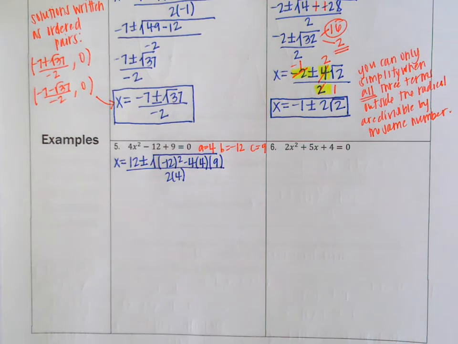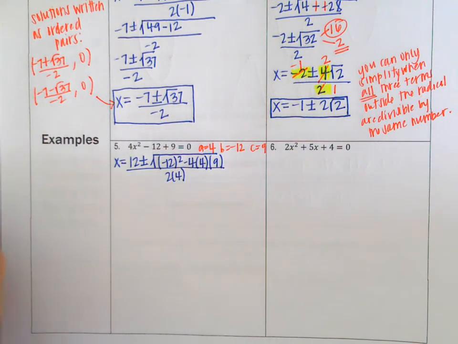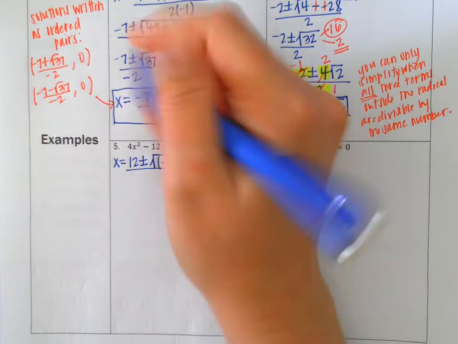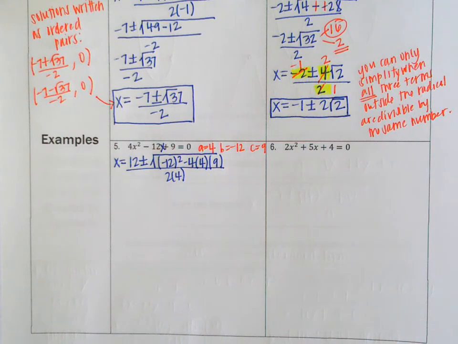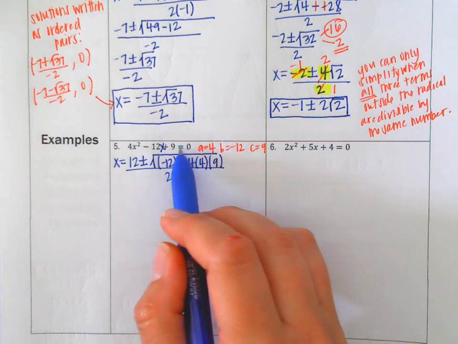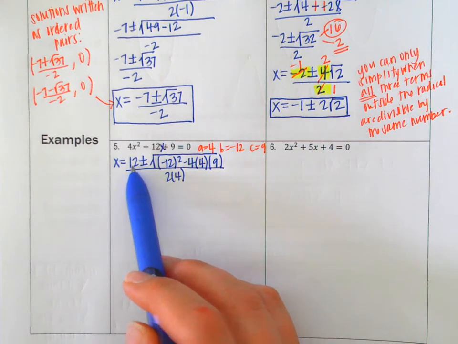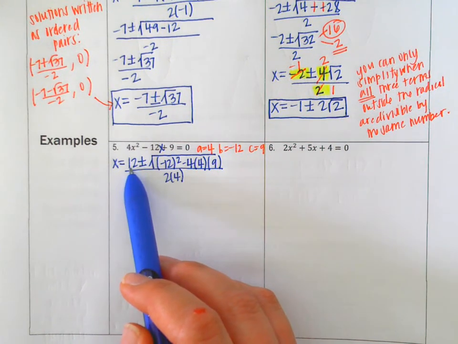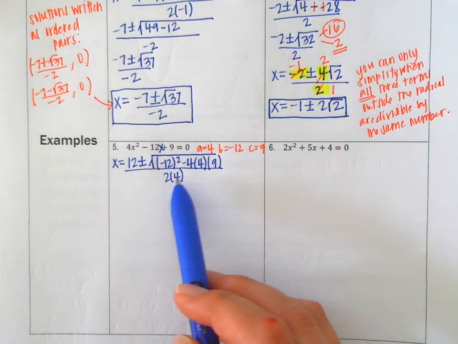Okay, so I identified my A as 4, B as negative 12. Oh, there's a typo in this. I didn't even recognize that. That should be 12x. I'm going to fix it on your guys' notes, so you won't even see this typo. So negative 12 is my B term and C is my 9. And then I plug it in. So opposite of negative 12 is positive 12, plus or minus the square root of negative 12 squared minus 4 times A times C, all over 2A.